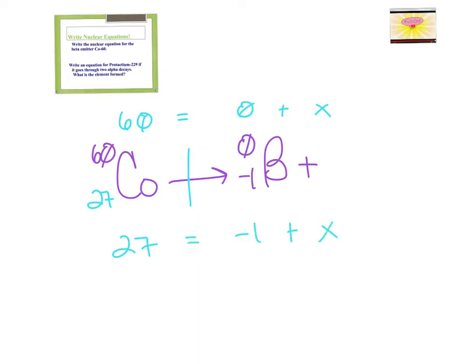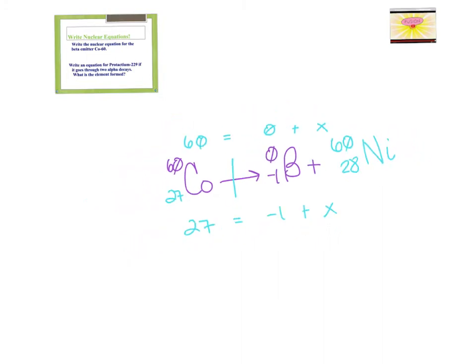27 is equal to -1 plus X. So what do I have over here? And what is 28? Ni. Pretty easy? What about the next one?